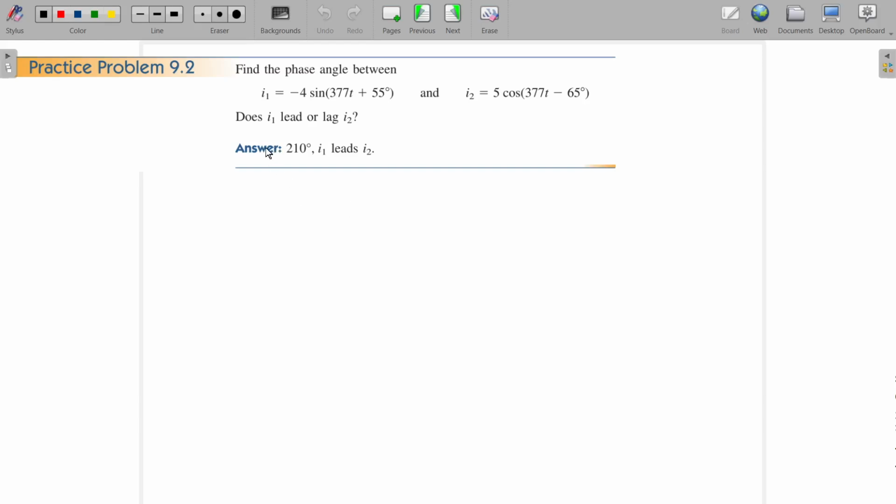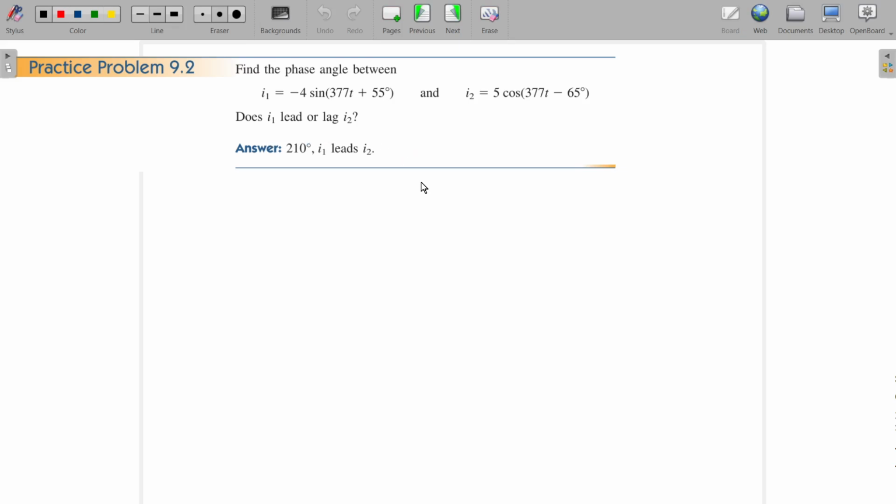Hello everybody. Now we are going to solve a problem from Fundamentals of Electric Circuits by Alexander and Sadiku, 5th edition. This is practice problem number 9.2, and the question is: find the phase angle between I1 and I2. Does I1 lead or lag I2?